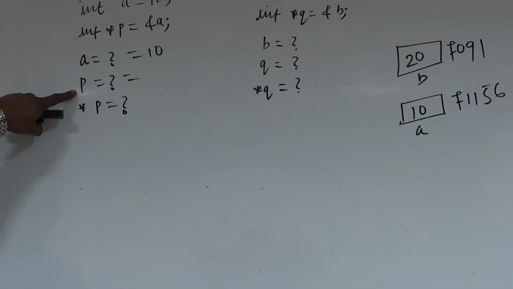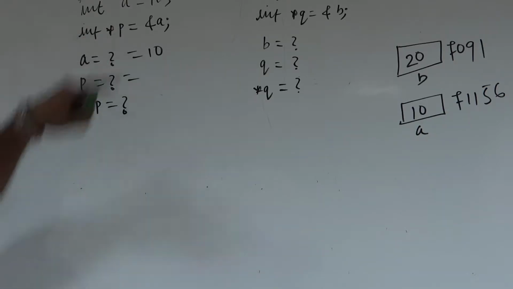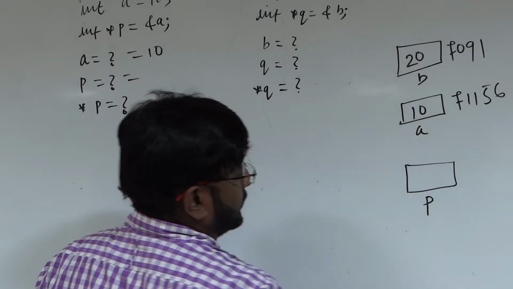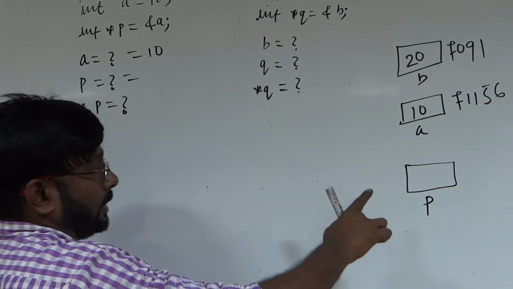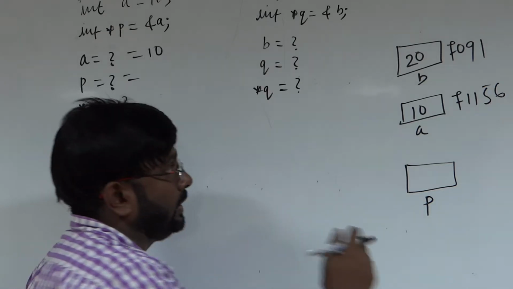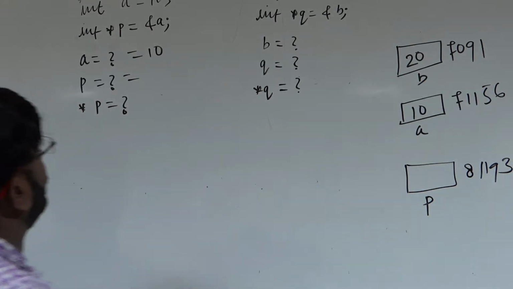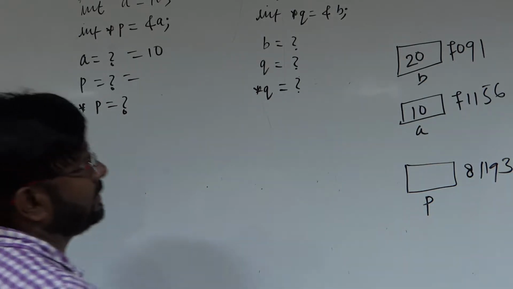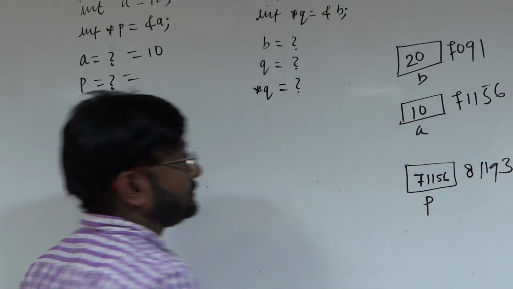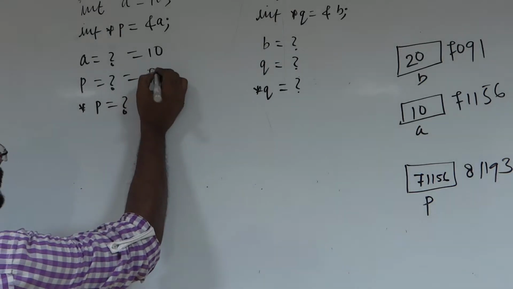So, in this case, if those are the given addresses, then what is the value of p? Because what must have happened when I wrote int star p, a p must have been created somewhere. And there must be some memory location for this p. Suppose this is 81193. And what value have we assigned in p? The address of a, that is 71156.